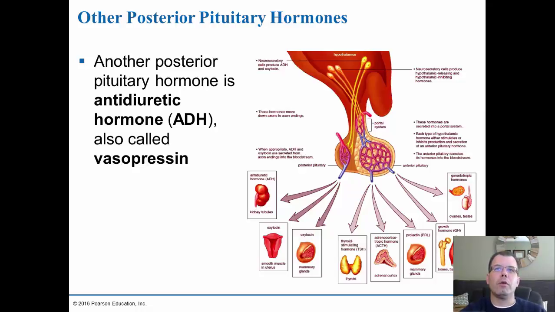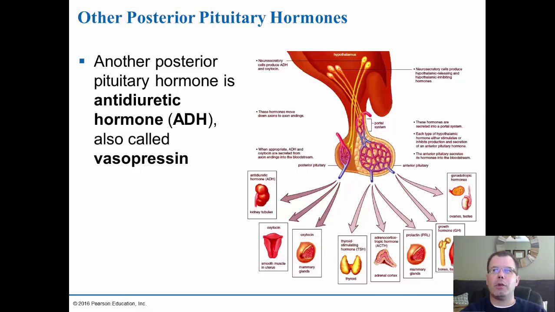Now, other hormones that you'll see in the posterior include oxytocin, which acts on the mammary glands, and then the smooth muscle in the uterus. And then the anterior, which we're going to talk a little bit more about here in a minute, includes things like the gonadotropic hormones like testosterone or estrogen, and growth hormone in the bones and tissues.